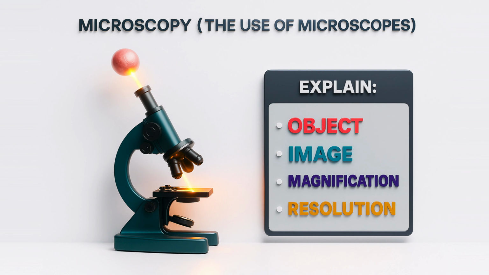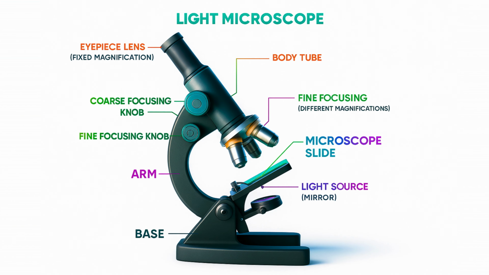In this video, we are going to explore the topic of microscopy, which simply refers to the use of microscopes to observe very small objects that cannot be seen clearly with the naked eye. We will focus on how light microscopes work and clarify several important terms including object, image, magnification, and resolution. To begin with, let us understand the main parts of a typical light microscope.